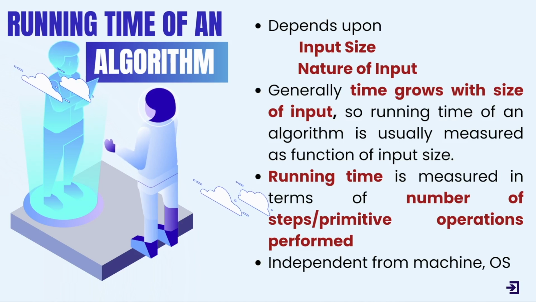And of course, we ignore certain other factors like the machine on which you actually run your algorithm and the underlying operating system. So, in order to measure the running time of an algorithm, we are going to see the input size and the number of steps your algorithm is actually involving, as well as the number of primitive operations that are part of that algorithm.